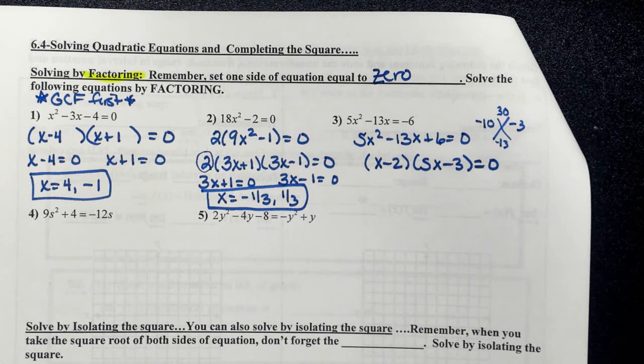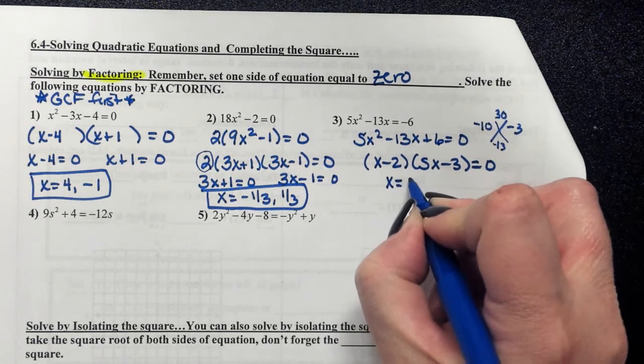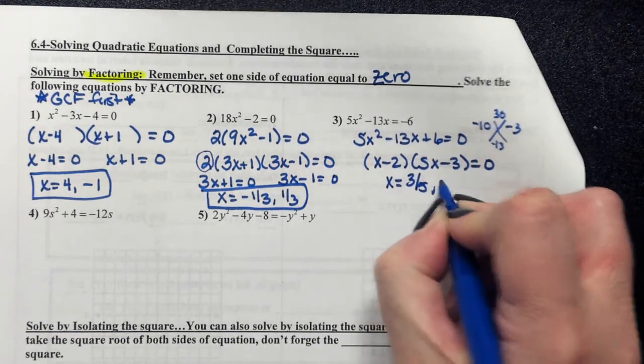Again, if you need some extra practice factoring, you can come in during Girl Block or after school. I'll be more than happy to sit down and show you some different ways, and you can decide which way works best for you. So what are your solutions going to be? X is going to be equal to what? 3/5 and 2.